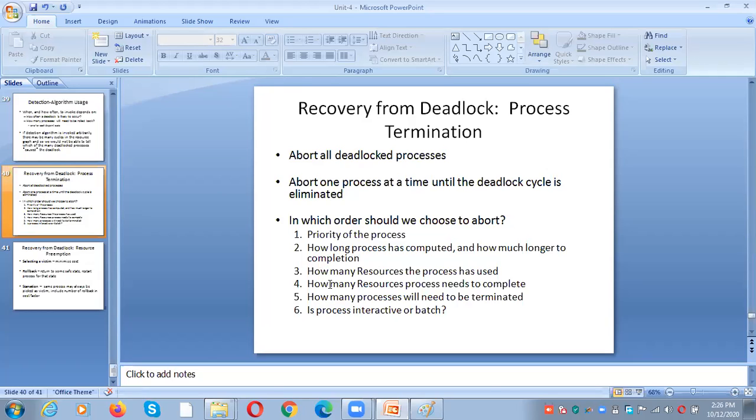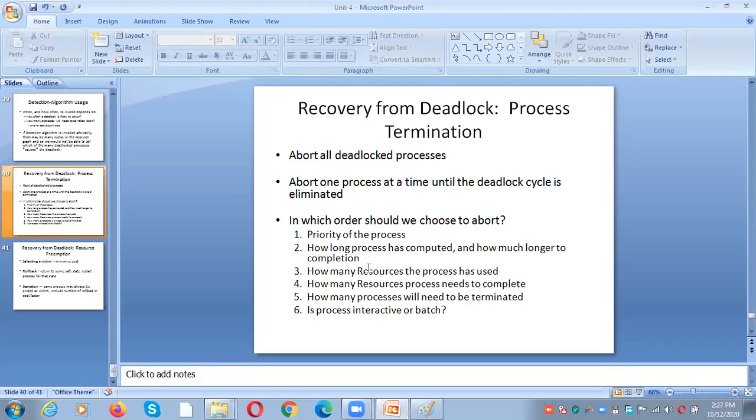You need to check the priority, and always choose the low priority process, right? A high priority process should not be terminated. And then how long a process has completed. For example, a process requires 10 milliseconds of CPU time, and it has executed for the last 8 milliseconds. Just 2 more milliseconds are required to complete the task. You should not choose such a process as a victim. If you choose such a process, what happens? You need to run the process again from the starting later. That is the problem.